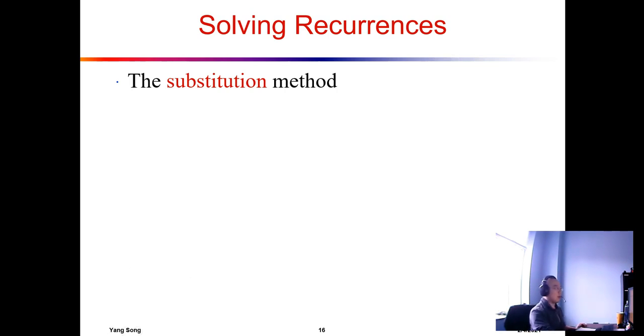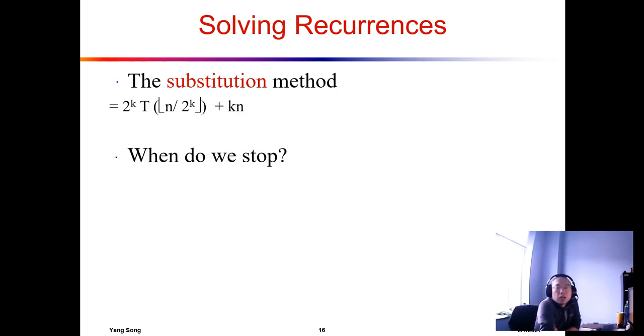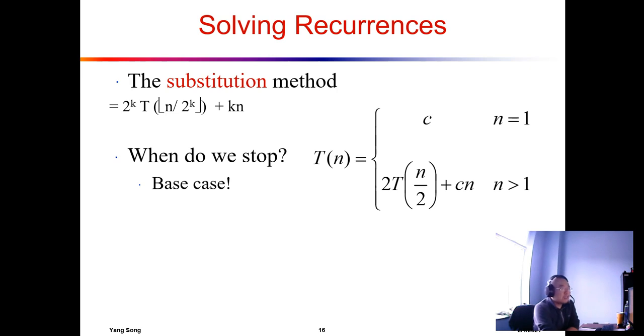Okay, so if you are able to come up with the pattern, the next question is, where do we stop? There's going to be a stop point. Even if this is a recursion, there's going to be a stop point. So in a recursive algorithm, where do we stop? You got to know the answer. The answer is the base case, right? So what's the base case? The base case is when n equals 1, and then the cost will be a constant, c.